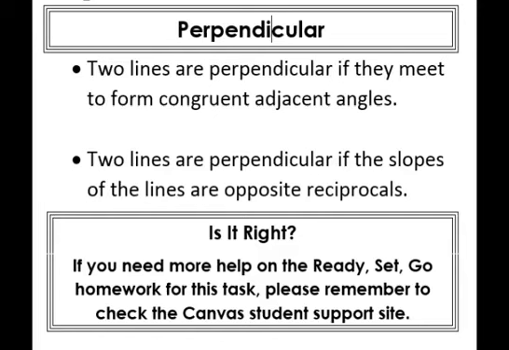This concludes Lesson 2, Is It Right? During this task, you should have been able to solidify your understanding of what it means for 2 lines to be perpendicular. 2 lines are perpendicular if they meet to form congruent adjacent angles, and 2 lines are perpendicular if the slopes of the lines are opposite reciprocals.